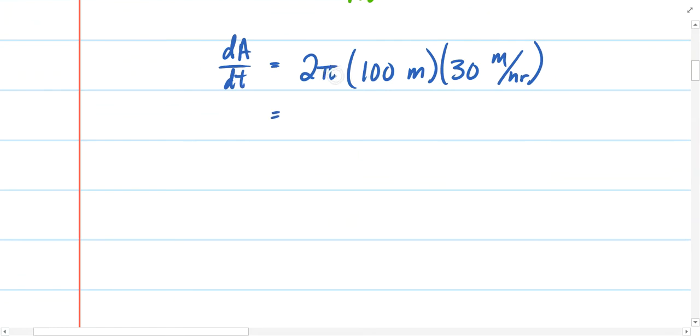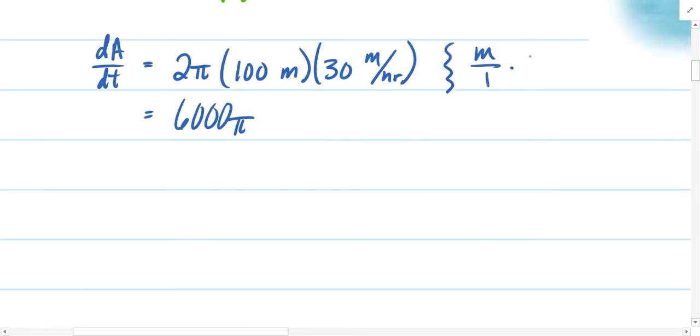Now, I'm not going to worry about pi being some decimal value. I'm going to leave this answer in terms of pi. But 2 times 100 is 200. 200 times 30 is 6,000. So we have 6,000 pi units. And let's think about our units here. If I had a meter unit, it's kind of like meter over 1, times another meter per hour unit, then what we would end up with is meters squared per hour as we multiply our units together straight across.